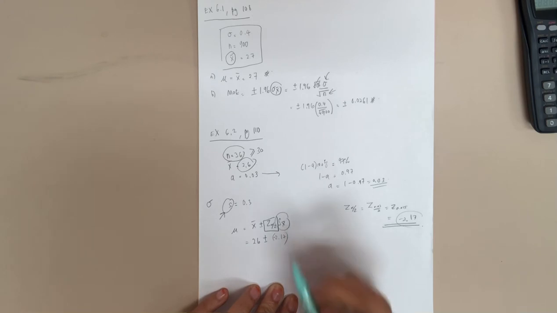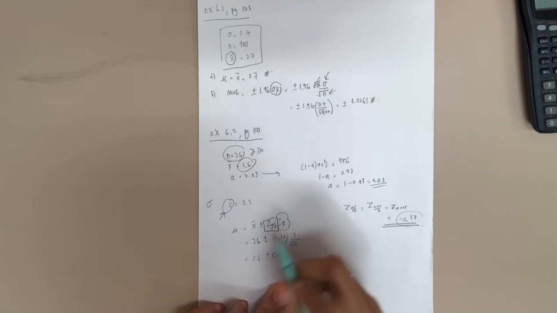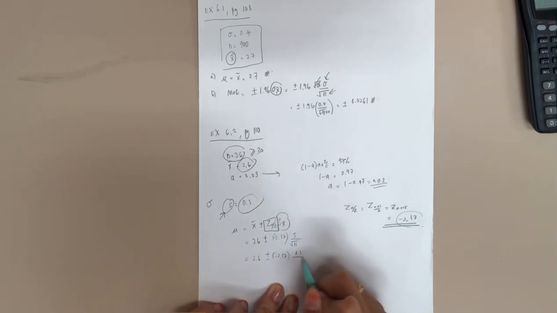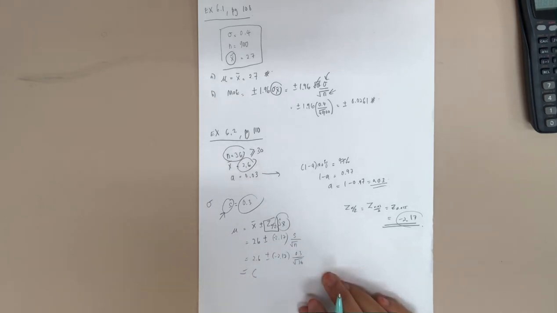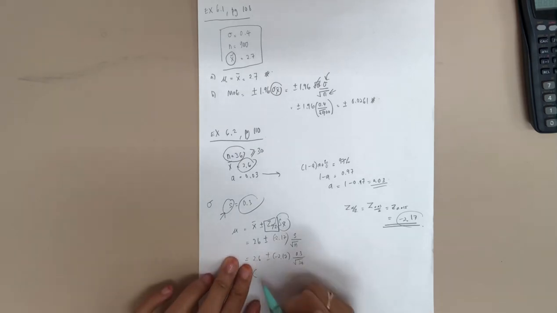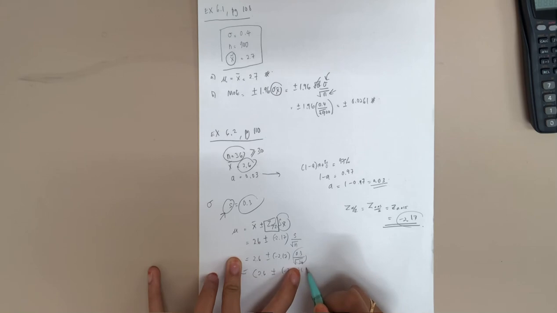So now what is your S bar? Your S bar here means S over square root of n, right? So I just write it back here. What is the S just now? It's 0.3. What is your n? Square root of 36. Just simplify all this. You have 2.6 here, so I just write 2.6 plus minus negative 2.17 times this one, which will be 0.05.